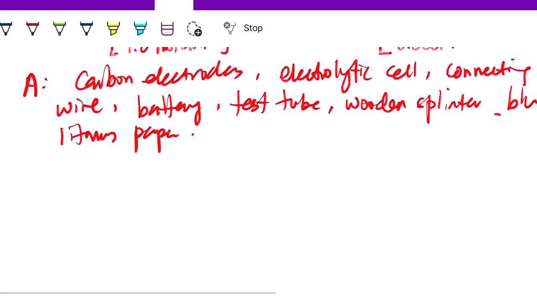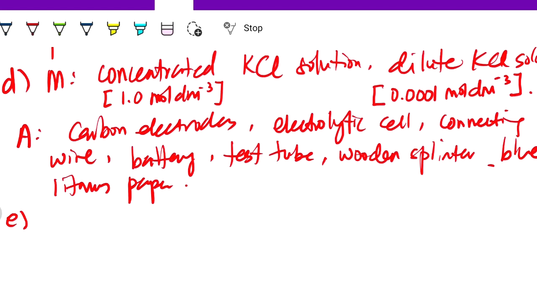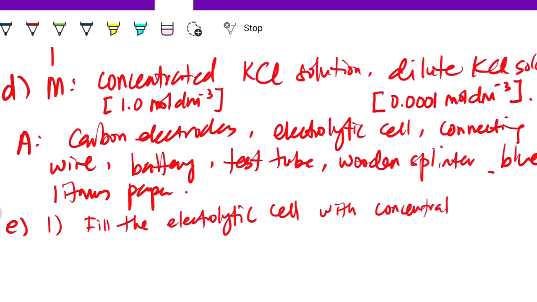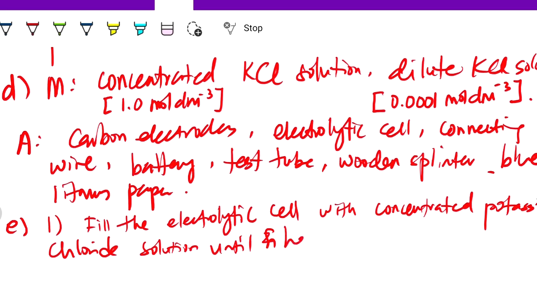After that we can write the procedure. So first one, fill the electrolytic cell with concentrated potassium chloride solution until half full.